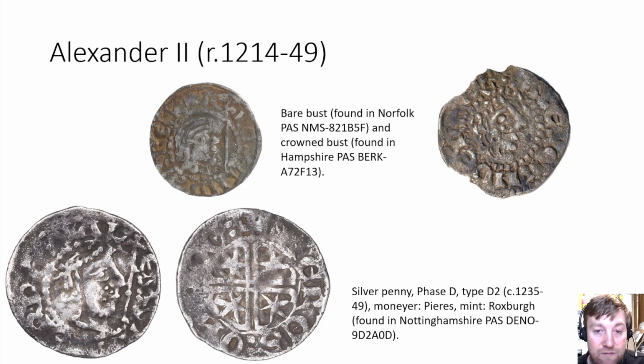1249. Again, under Alexander II, the only known active mint was Roxburgh. So at this period, under Alexander II, minting becomes confined to Roxburgh. We also have later on in the Phase D coins the mint of Berwick opening up again as well. And the short cross and stars actually comes to an end in 1250.